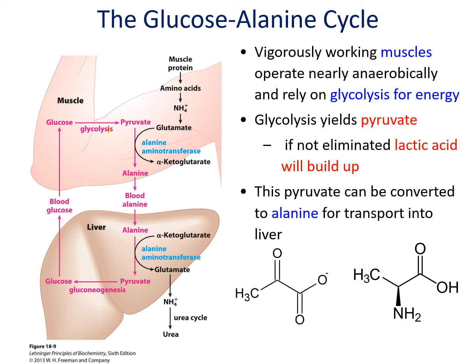And so if we have vigorously working muscles, this is an arm muscle, and we're going through glycolysis because we're breaking down the glucose and the glycogen, and we're creating pyruvate in the muscle cells. Well, that pyruvate, if it builds up too much under these anaerobic conditions, they will make lactate and then lactic acid, which can cause problems. People know about the problems caused by the buildup of lactic acid, so we don't want lactic acid built up in the cells. And so what can happen is that pyruvate can be converted into alanine.